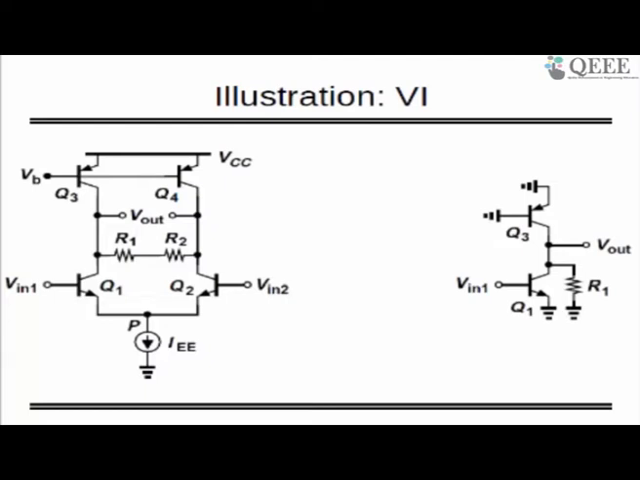So maybe we'll take a small break, and in the break, can you try the small signal gain from illustration number 6? Where Q1 and Q2 are equal, R1 and R2 are equal, Q3 and Q4 are equal, and there is a P point which is a virtual ground point. I have drawn the half circuit at the right side. Maybe you can draw the small signal model and find out the output resistance.